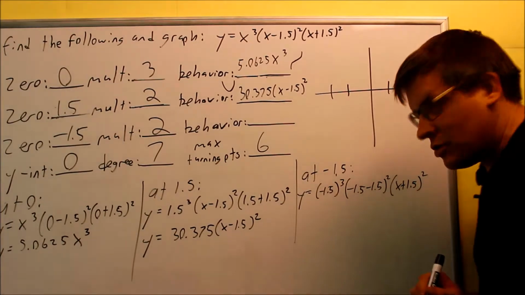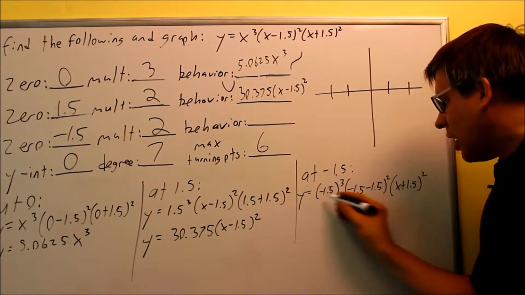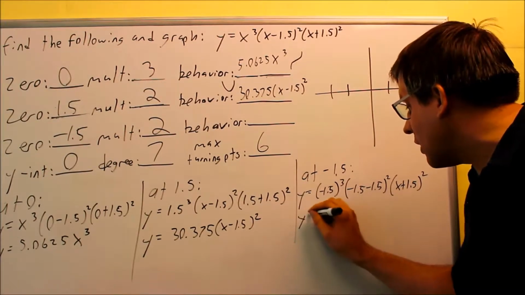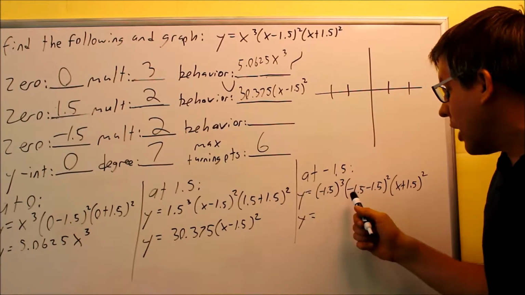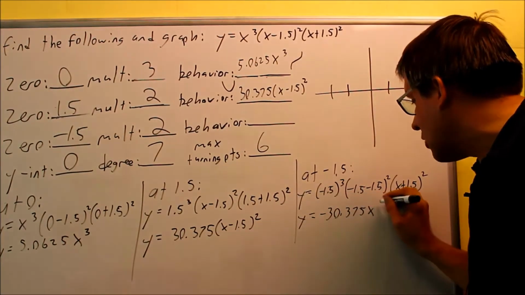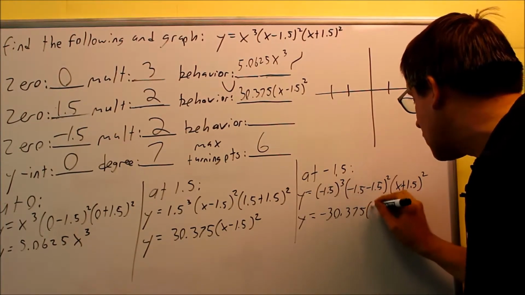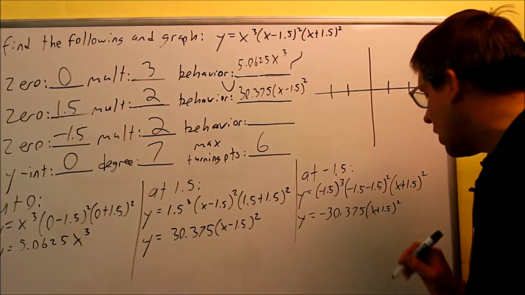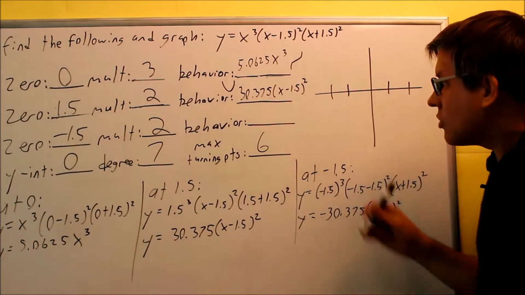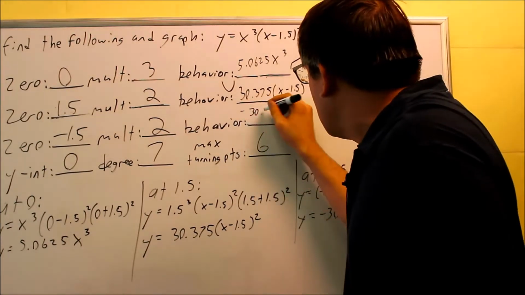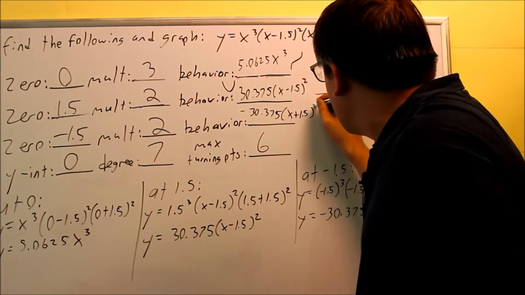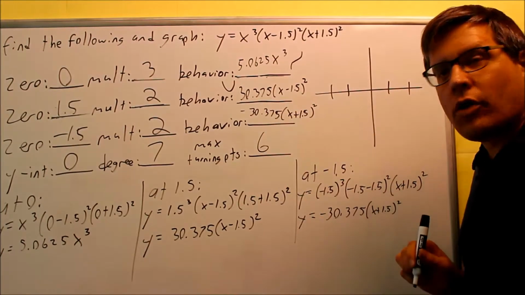If you can see that here, you have this whole thing, and you're going to simplify that one. If you simplify that, you're going to get the same number as before, but now you get negative 30.375, and that's going to be x plus 1.5 squared. So it's the same one as before, only now we have a negative here. So we put that in here, negative 30.375 times x plus 1.5 squared. That's going to be the behavior for that one.